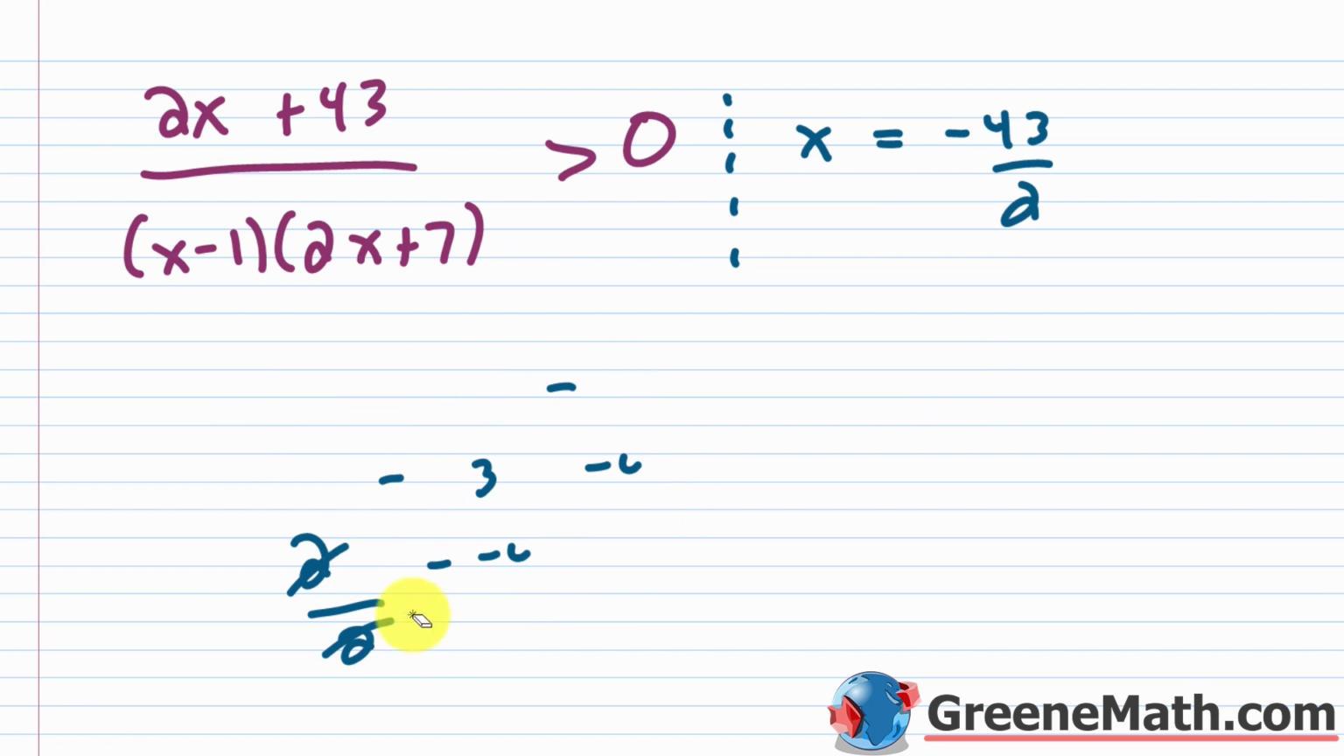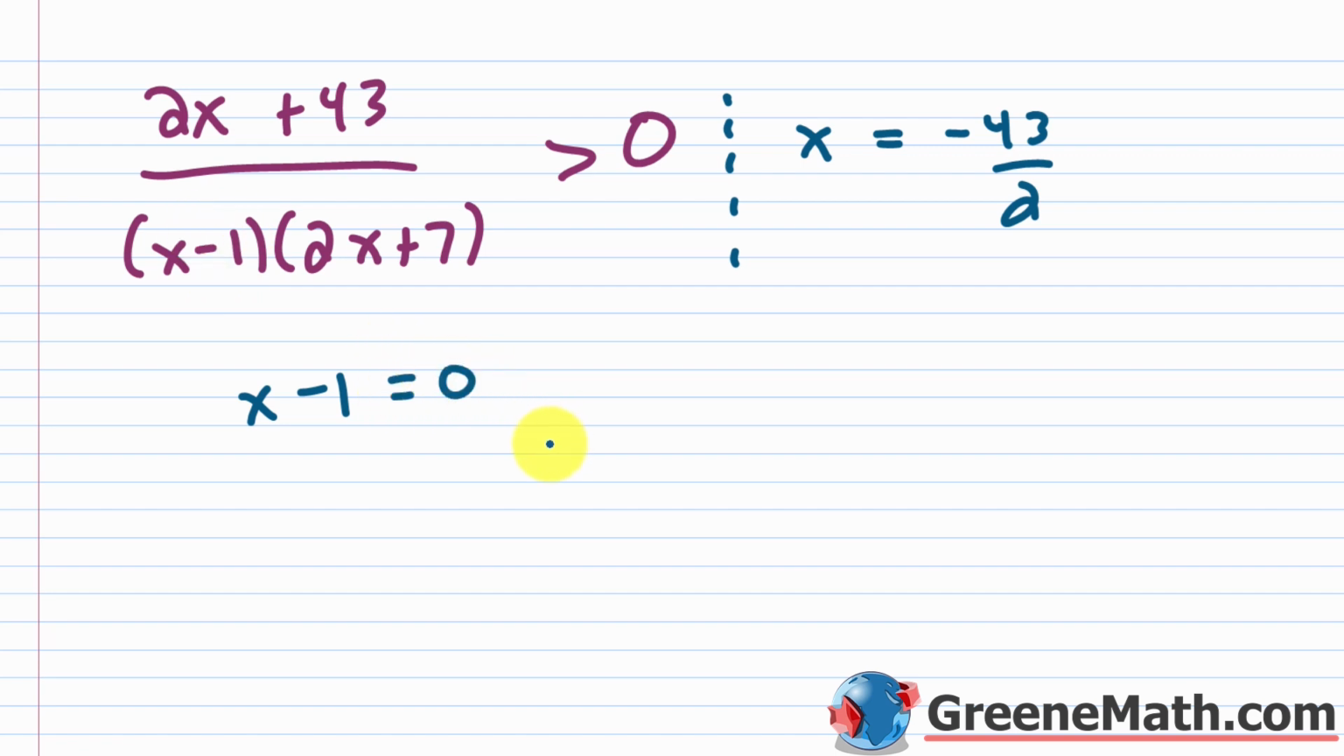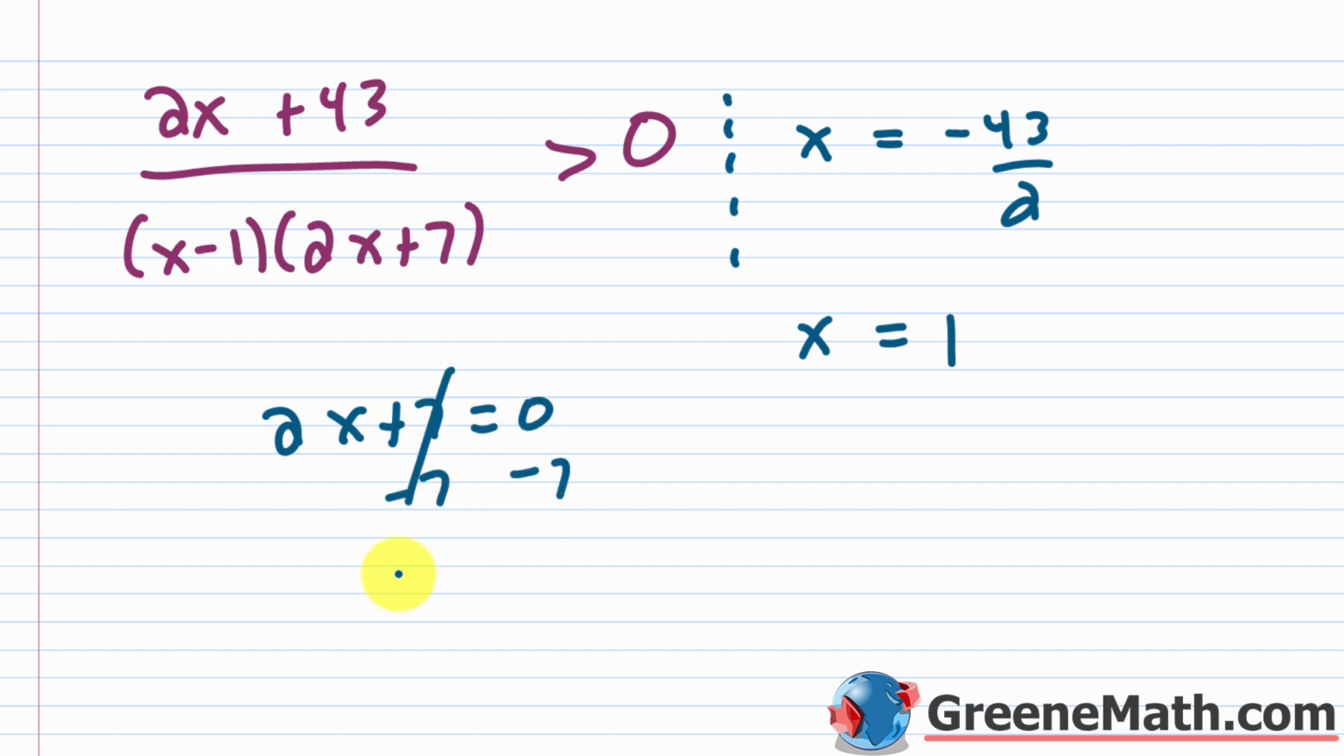For the denominator, we need to say x minus 1, this factor here, set equal to 0. We would solve that and say that x is equal to 1. Just add 1 to both sides. Then the other one would be 2x plus 7 is equal to 0. Subtract 7 from each side, and we get 2x is equal to negative 7. Divide both sides of the equation by 2, so then we also get negative 7 halves.